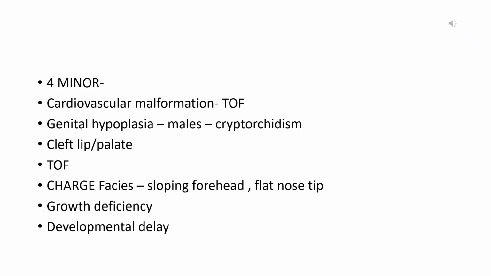There is a condition known as CHARGE facies. So what is CHARGE facies? In this, there is a particular appearance of the face of the patient affected by CHARGE syndrome. That will be very characteristic, like the patient having a sloping forehead and flat nasal dorsum and tip. This is typically known as CHARGE facies. There can also be growth deficiency and developmental retardation in the child.